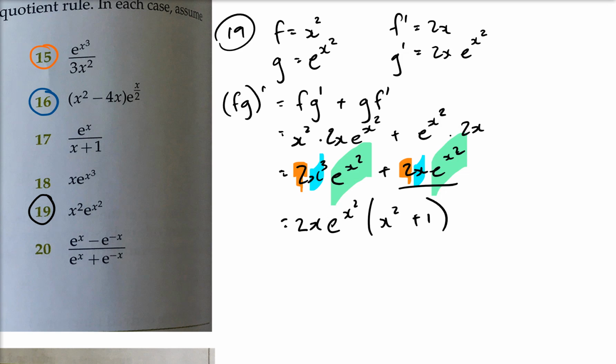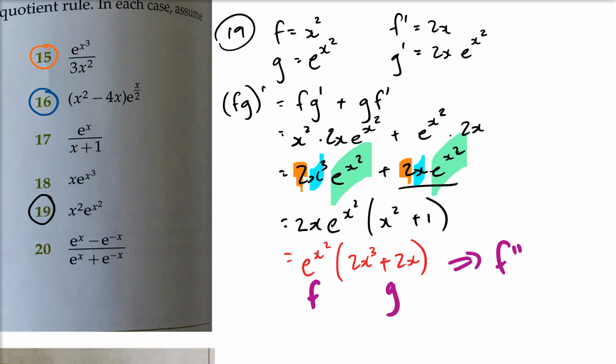Now, to do the product rule here, I've actually got a function times a function times a function, so I can't do the product rule there. So what I might do is leave it as e to the x squared, bracket 2x cubed plus 2x. And now I've got a product rule that I can apply again, f and g, that I could do to find a second derivative. But anyway, hopefully that makes sense, Gabe. It's a long video, but hopefully it makes sense.